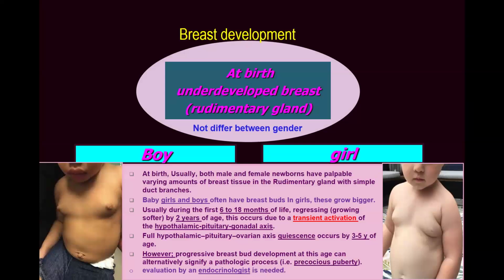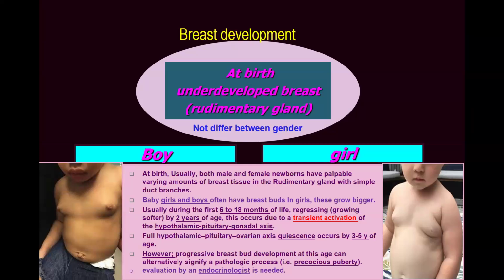Okay, we completed the thelarche and premature thelarche. At birth, as we mentioned, boys and girls have the same rudimentary breast, but sometimes they might have prominent breast tissue. Why? This is due to transient activation of the hypothalamic pituitary gonadal axis, and this is usually between 6 and 18 months, okay? But it starts to regress after 2 years.